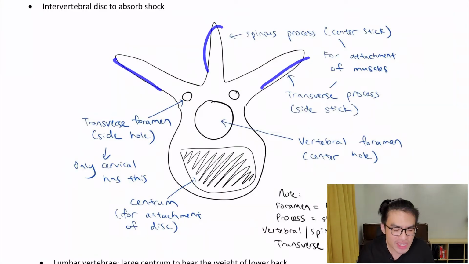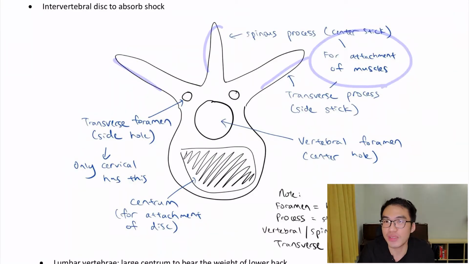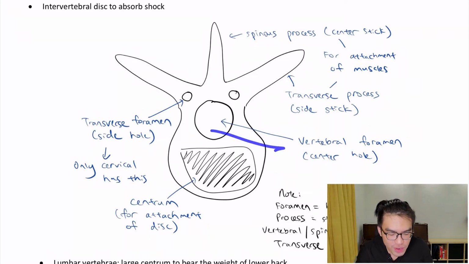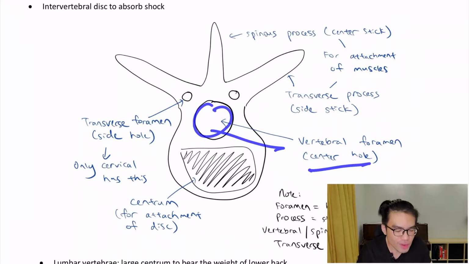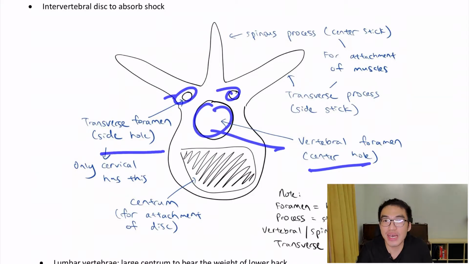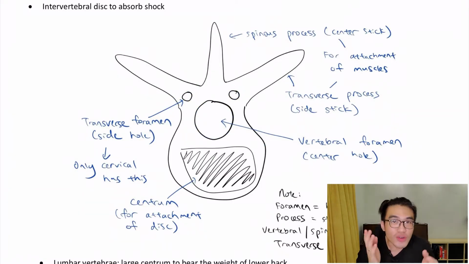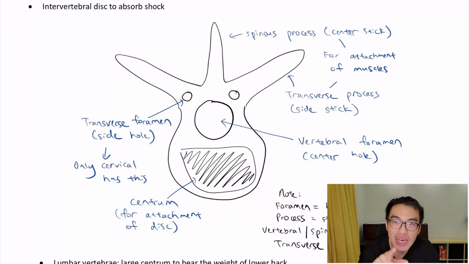So what are these sticks for? This is for the attachment of muscles. Next, you have your vertebral foramen, means center hole, and transverse foramen means side hole. What is this for? You can write this down. This is for the passing of your nerves and blood vessels.